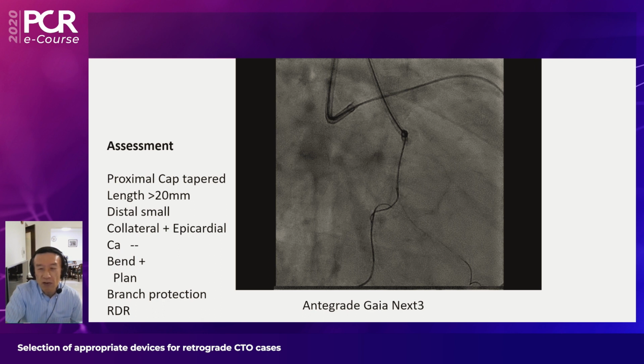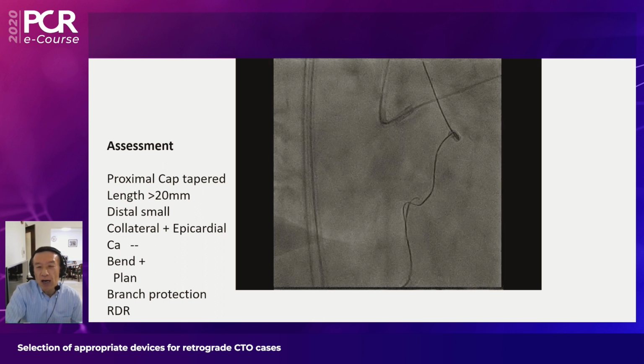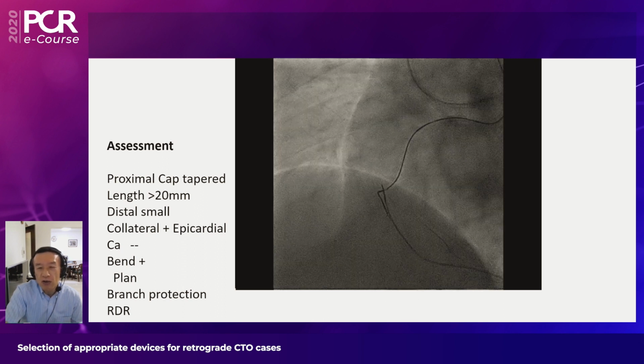Now you can see that this is a patent vessel part, which also has disease. So we have to create the re-entry inside of the CTO, not outside of the CTO. After aerial projection, LAO projection, both confirm that we can really appreciate that the middle of the CTO will be the ideal sweet spot for the balloon inflation.